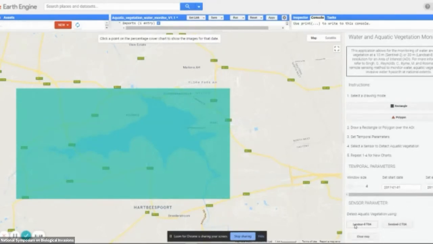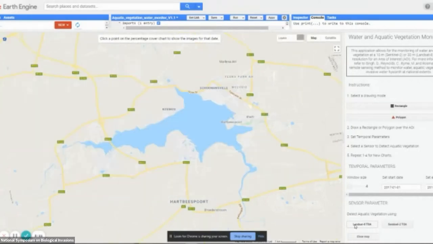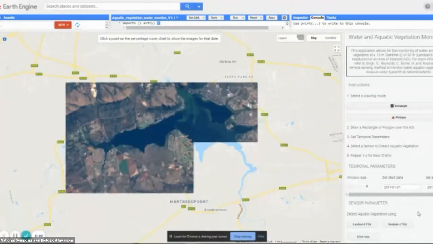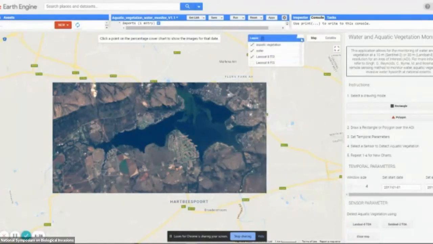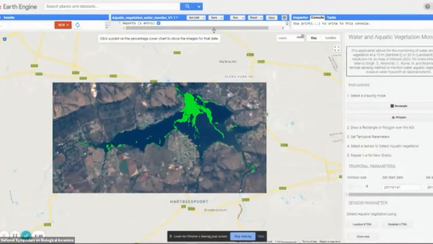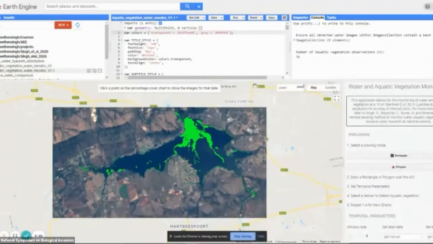And this is going to detect the water and aquatic vegetation at a 30 meter spatial resolution. The Sentinel 2 option detects water and aquatic vegetation at a 10 meter spatial scale. So as you can see in the layers tab, there are these bars which show that the layers are loading. And as these layers load, we'll be able to examine them.